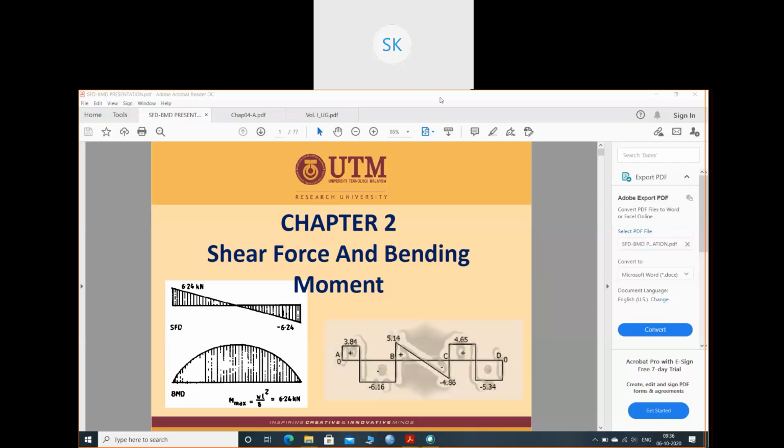My screen is visible. I have shifted. Chapter 2, shear force and bending moment, is written.